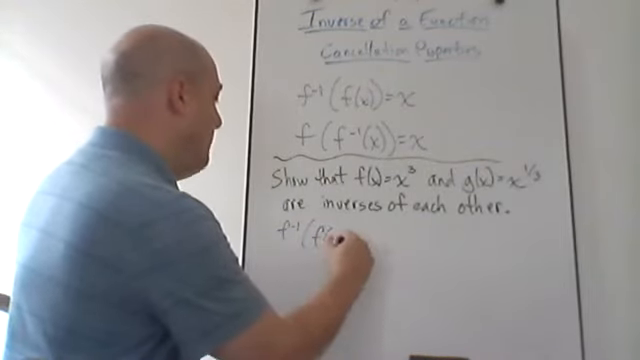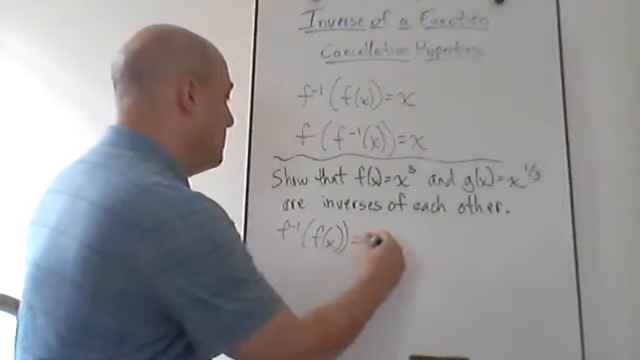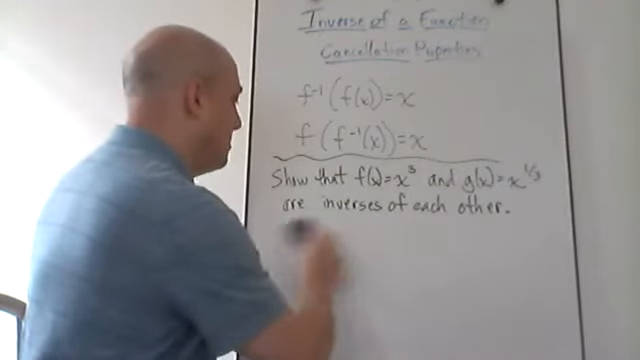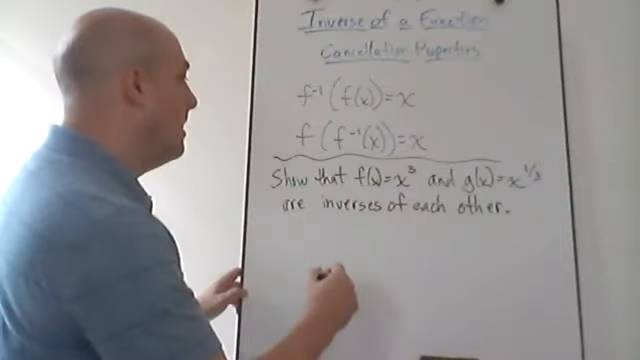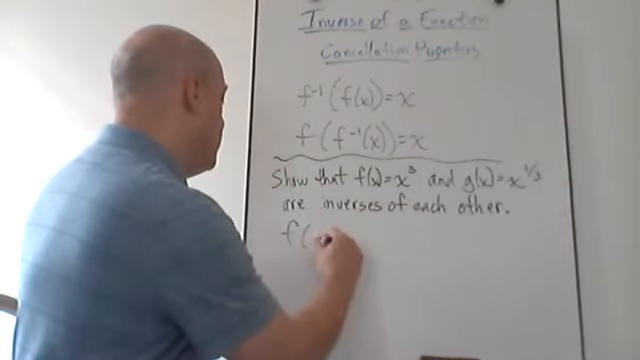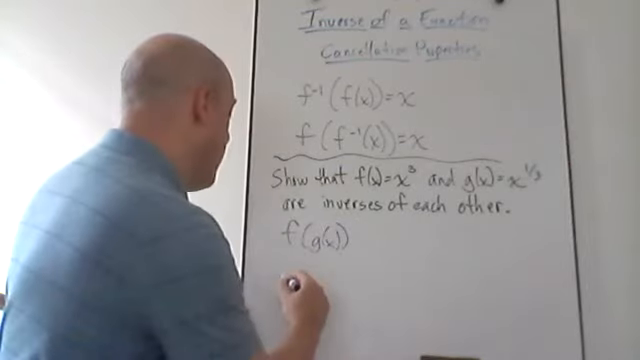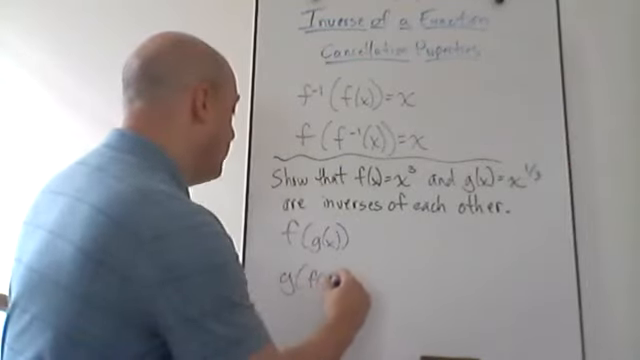F inverse of f of x is going to be f inverse. Oh wait, let's not do it in those terms because we don't know that these are inverses yet. So let's do f of g of x. We're going to have to do the composition of these two functions both ways. We're going to have to do f of g of x and then also g of f of x.